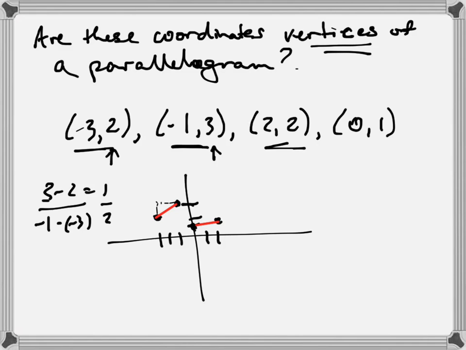Let me change colors. That would be this point and this point right there. That's that second red line that I just drew in. So let's find the slope of that, and it better be 1/2. If it's not 1/2, this is not a parallelogram. Because remember, what do parallel lines have to have? Same slope. And that's what I'm finding, the slope.